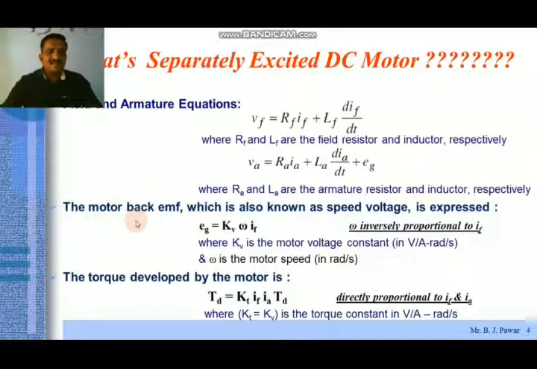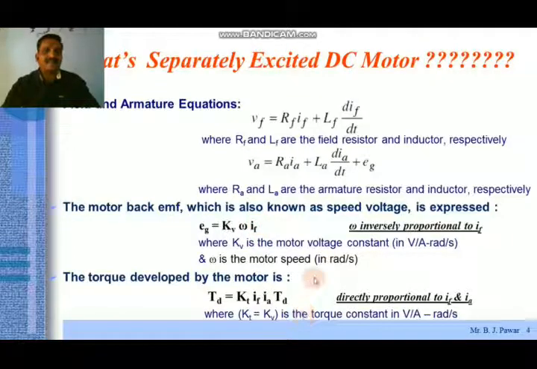Now the second term is the motor back EMF, which is also known as the speed voltage, that is this Eg. The formula for Eg is kV into omega into If, where omega is the motor speed in radians per second, which is important for us now. kV is the motor voltage constant, and If is the field current. So Eg, the back EMF, depends on kV, omega and If, where kV is a constant, omega is the motor speed, and If is the field current.